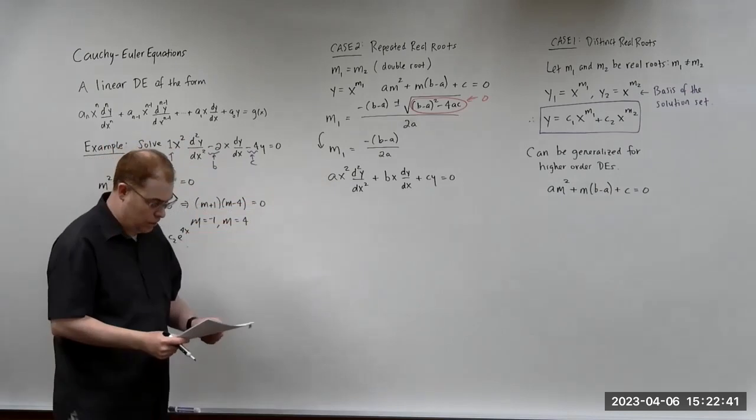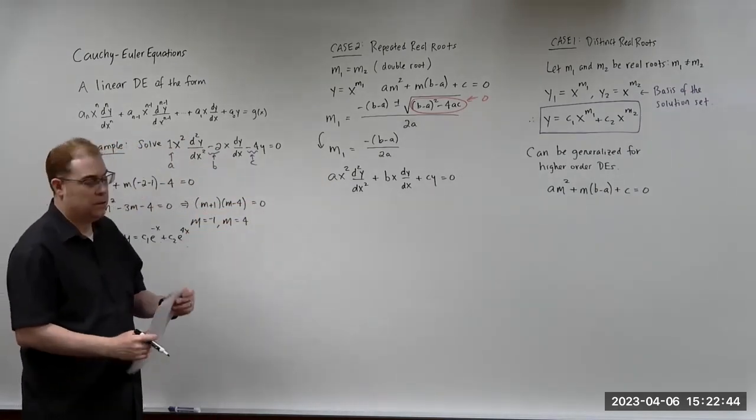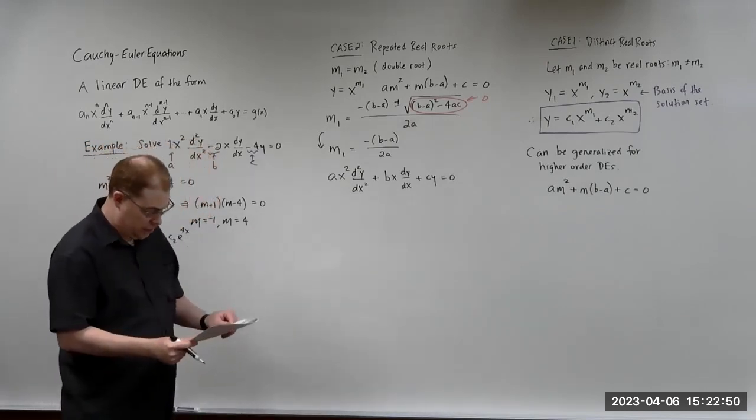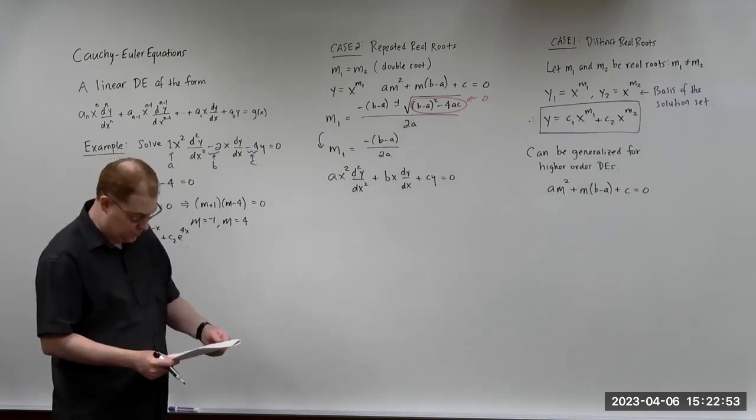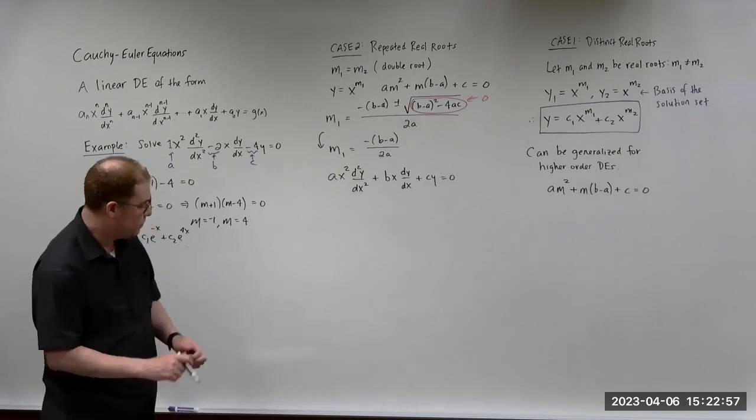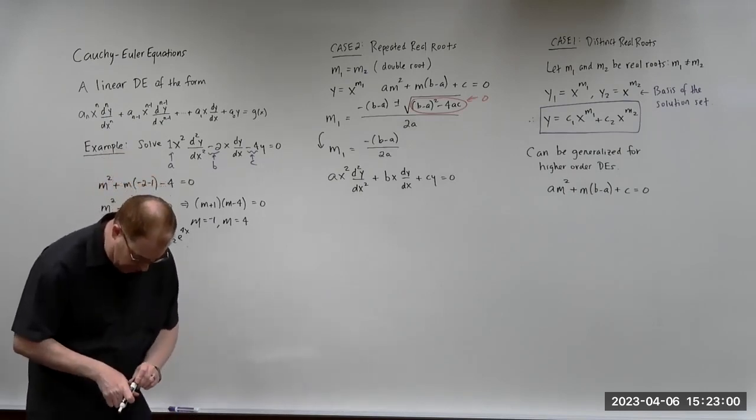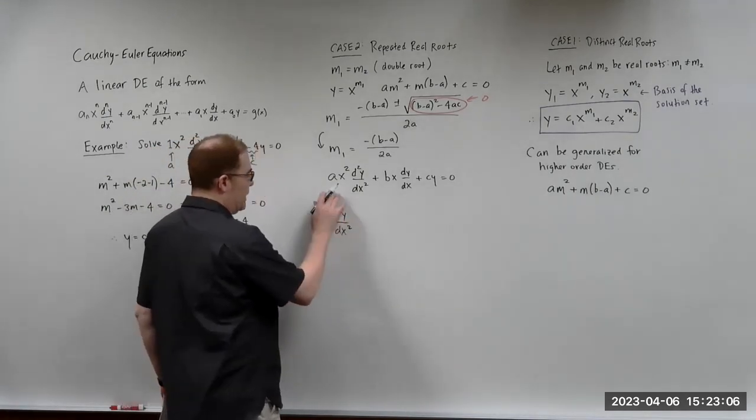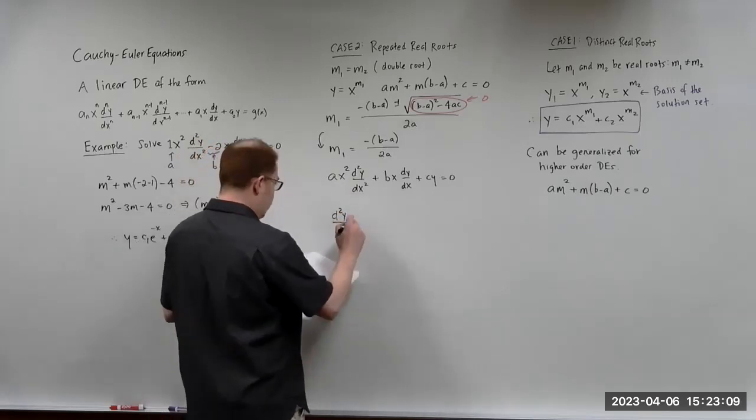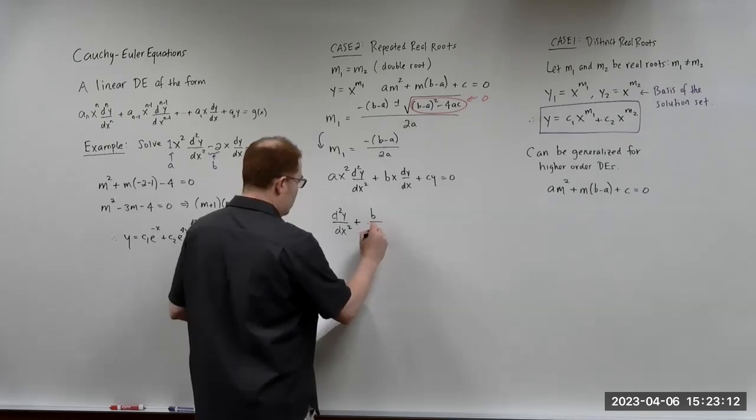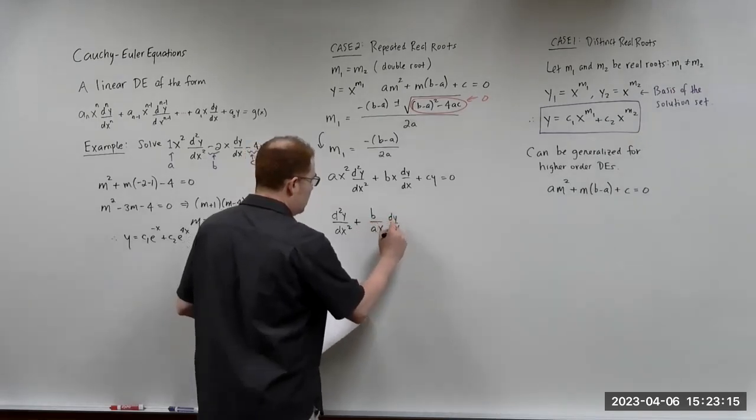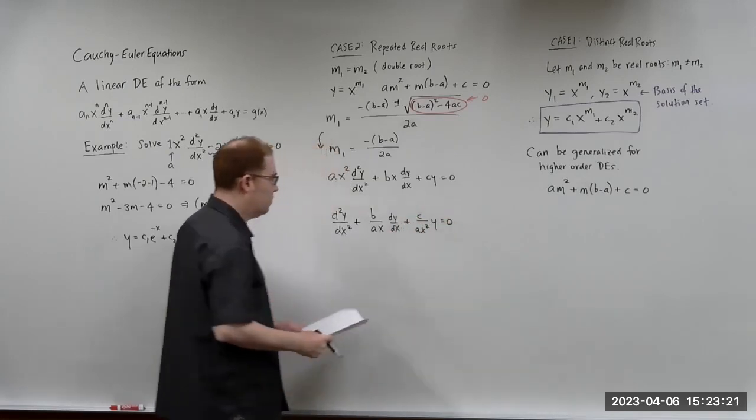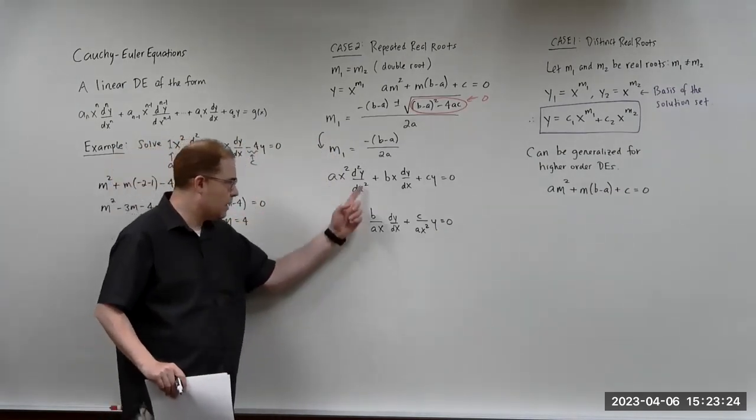Remember, this is the form that we're working with. So in order to apply the reduction of order method, we have to be working in a standard form. All right, so let's go ahead and put this in standard form. So we divide everything by ax squared. Okay, so again, just dividing through by ax squared here, and then simplifying.